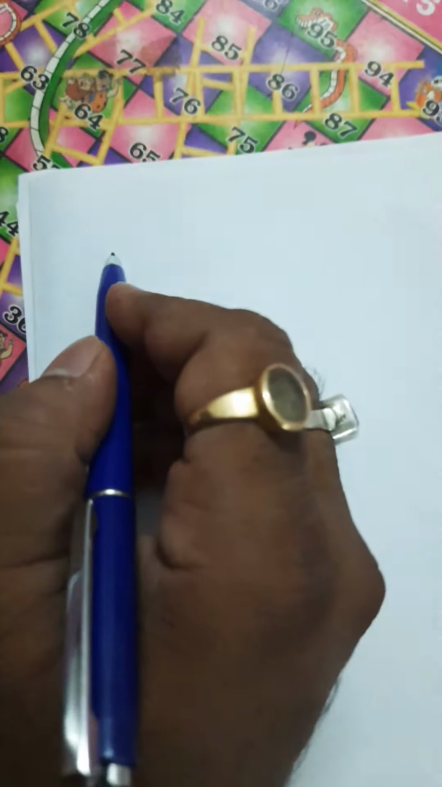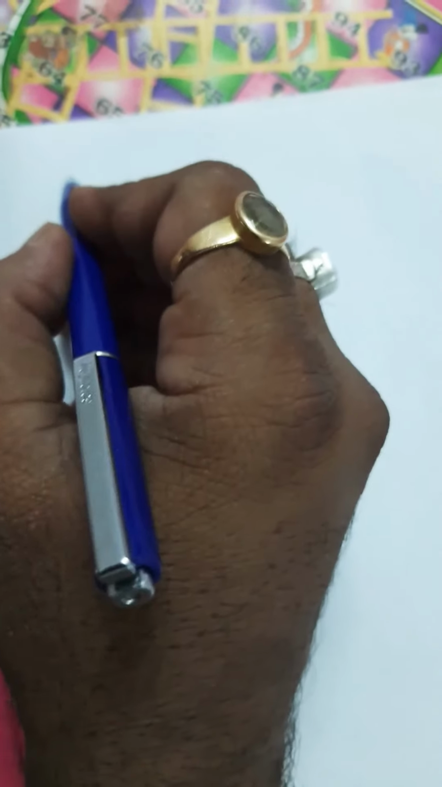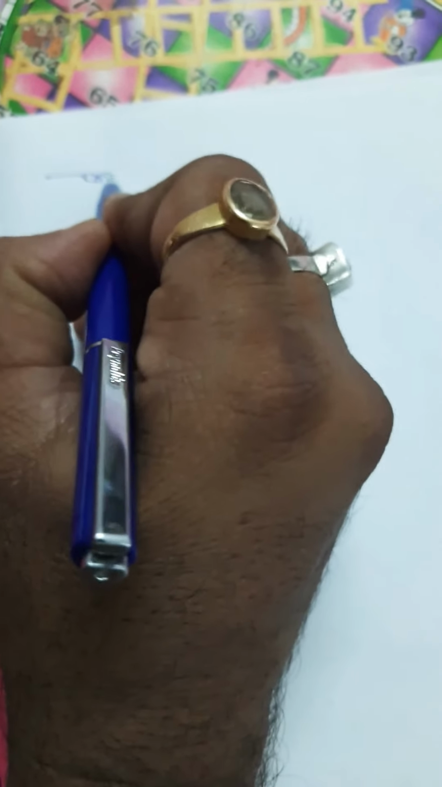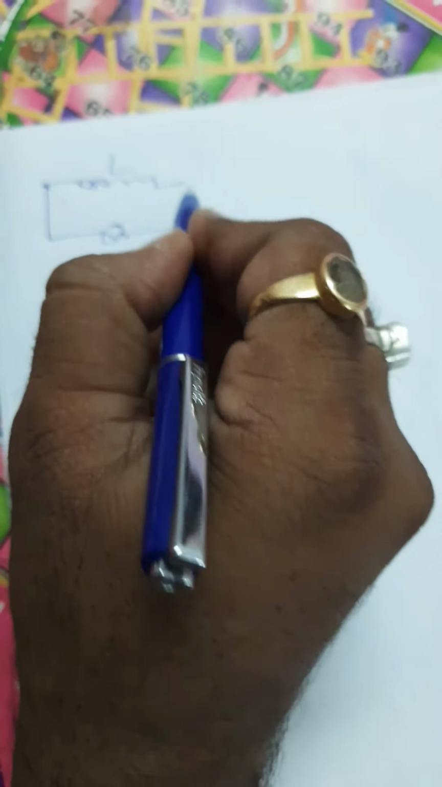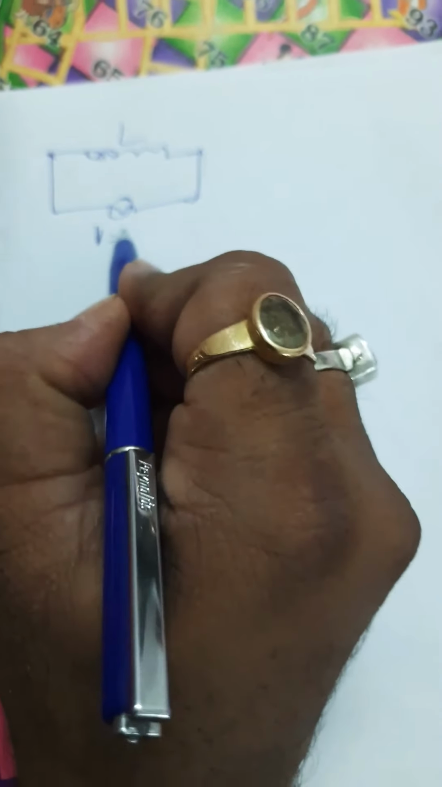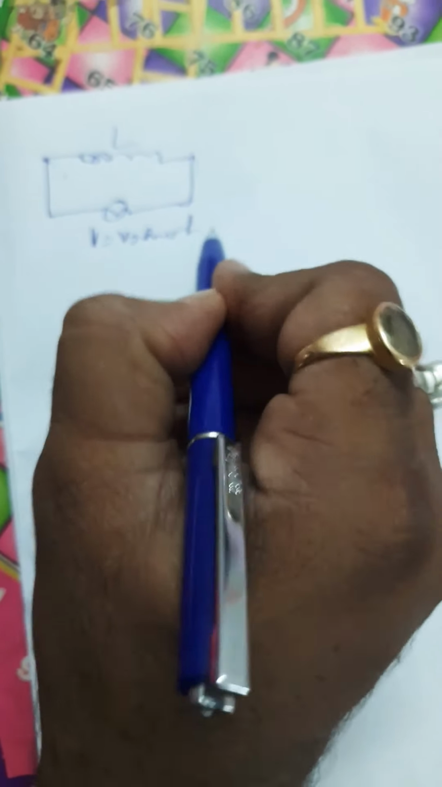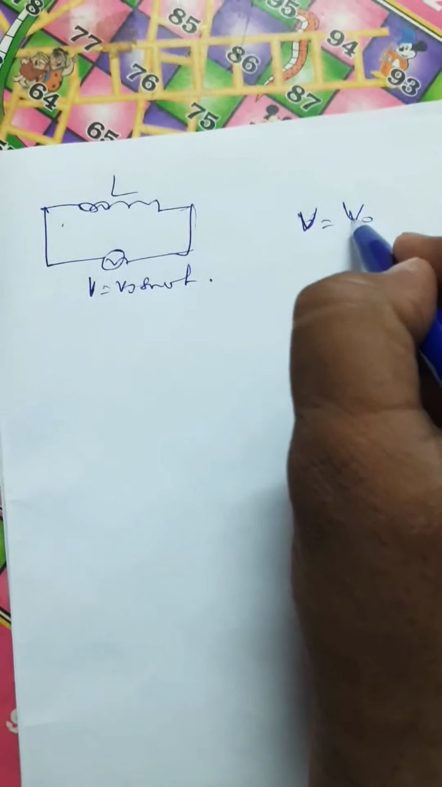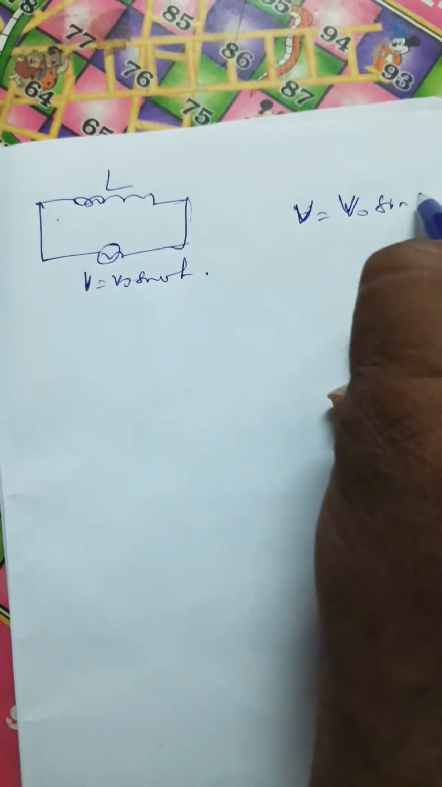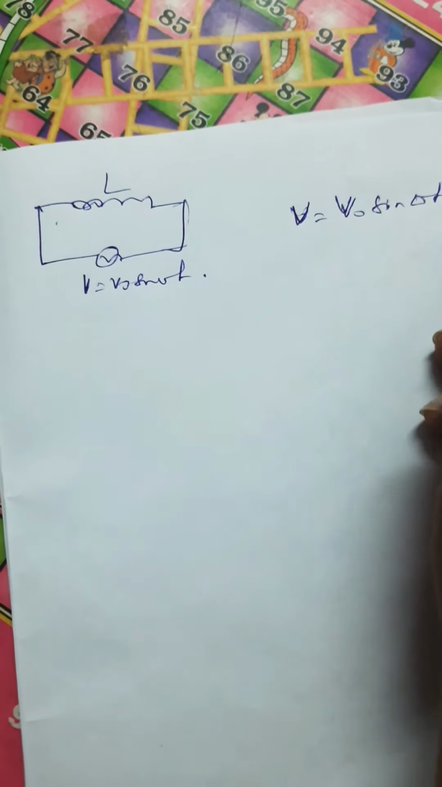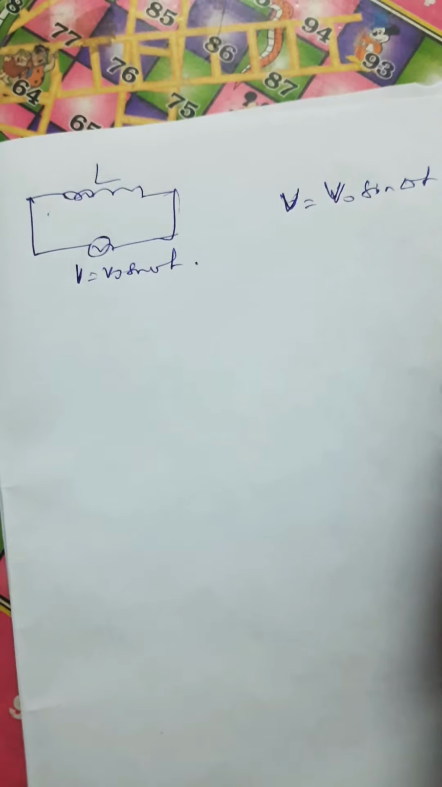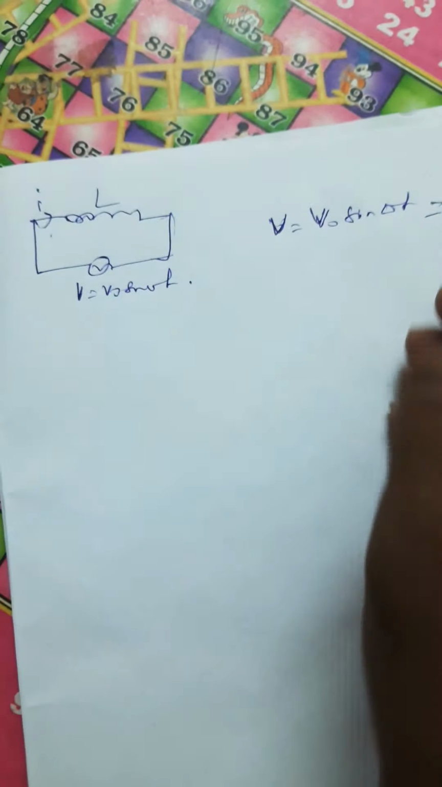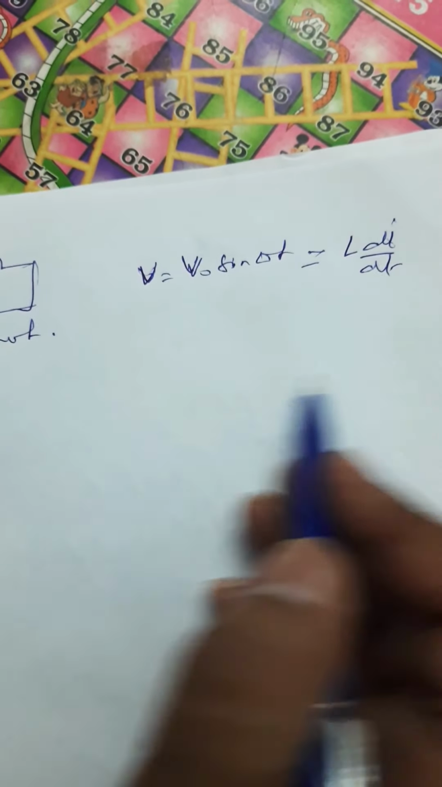Similarly, if we take a pure inductive circuit, in the place of resistance we'll draw the induction coil, and then the source will be there, V is equal to V naught sine omega t. Now what we know is that small v equal to V naught sine omega t is equal to L di by dt. Here L is the self-inductance of the coil, right?